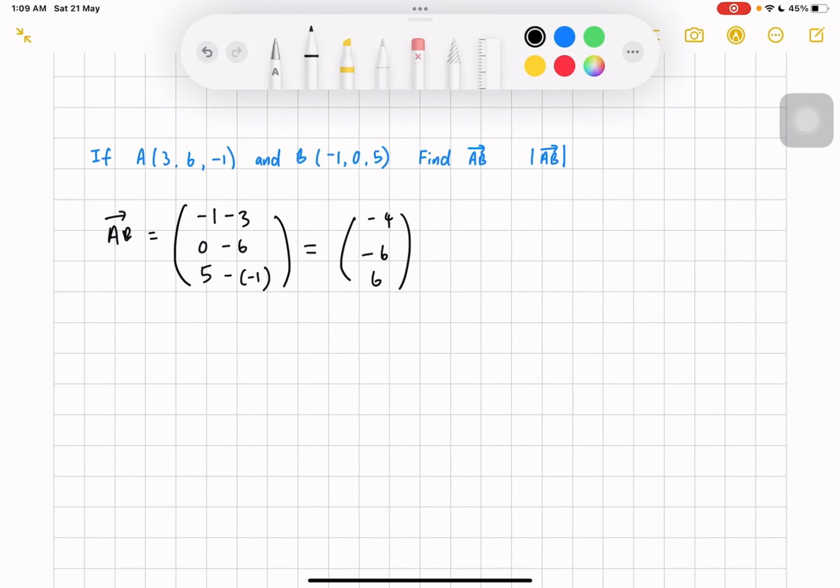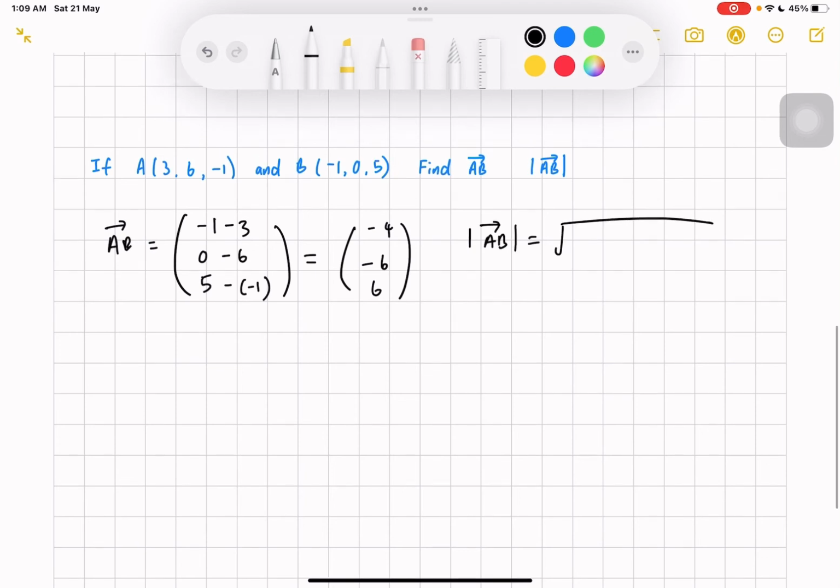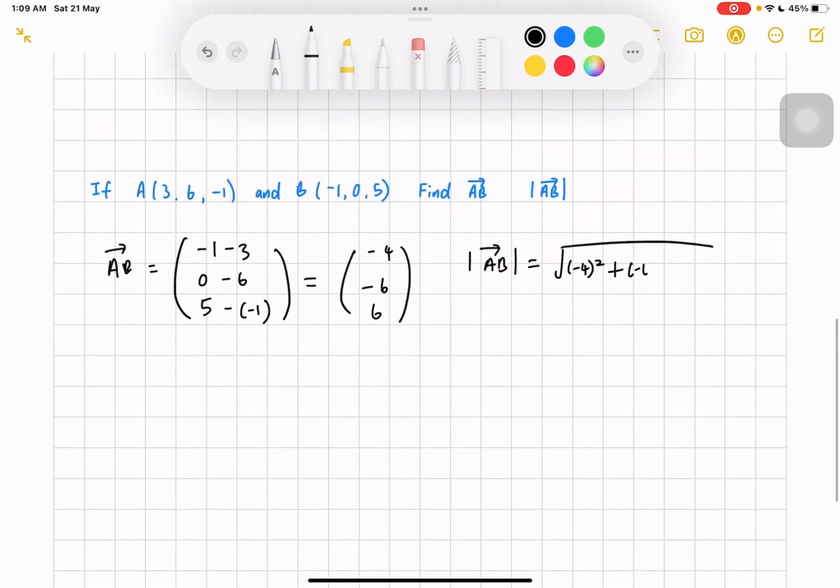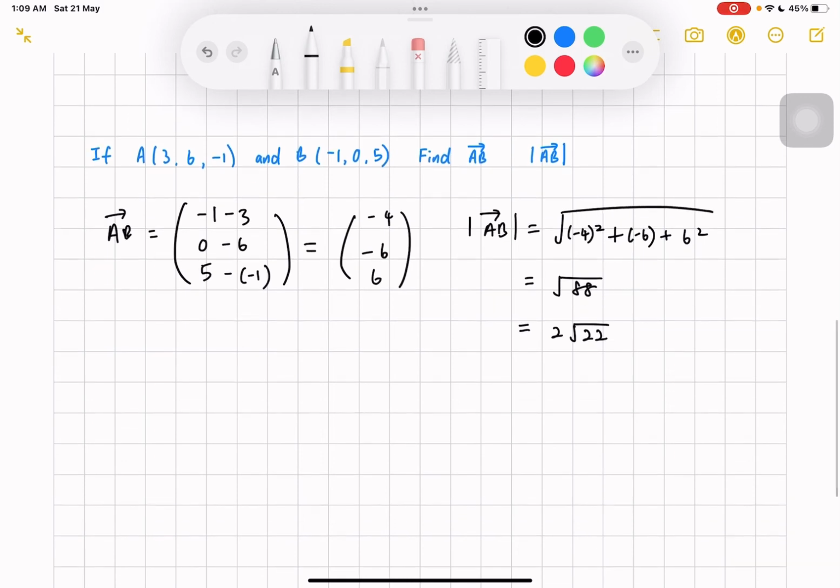Now, to find its magnitude, all we have to do is find the square root of the sum of all of its coordinates squared. So it will be -4 squared, -6 squared, and 6 squared. So we will get an answer of root 88, or we can further simplify it to become 2 multiplied by root 22.